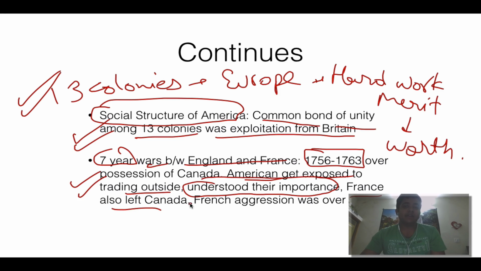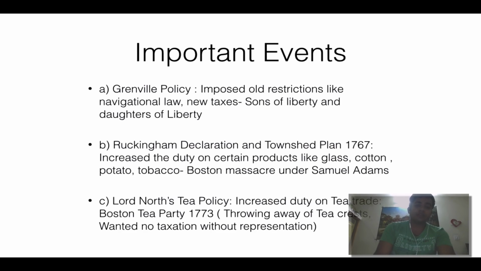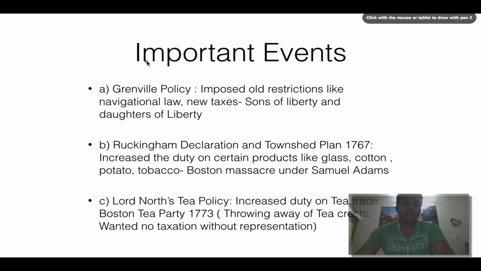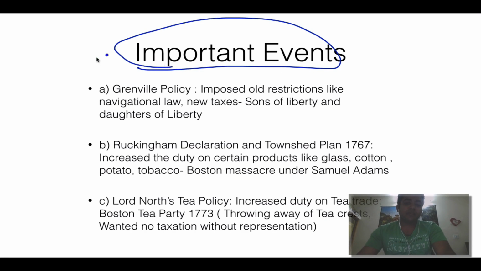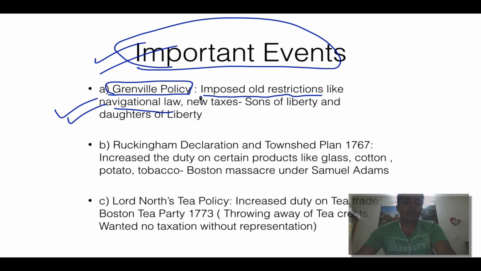So the entire trade of North America was open to USA. So these were the reasons. Now we come to important events. What were the important events of the American Revolution? First thing first, Grenville policy. Under this, Britain imposed old restrictions like the navigation laws, already talked about, and certain new taxes on various products like potato, tobacco, tea, glass, etc.